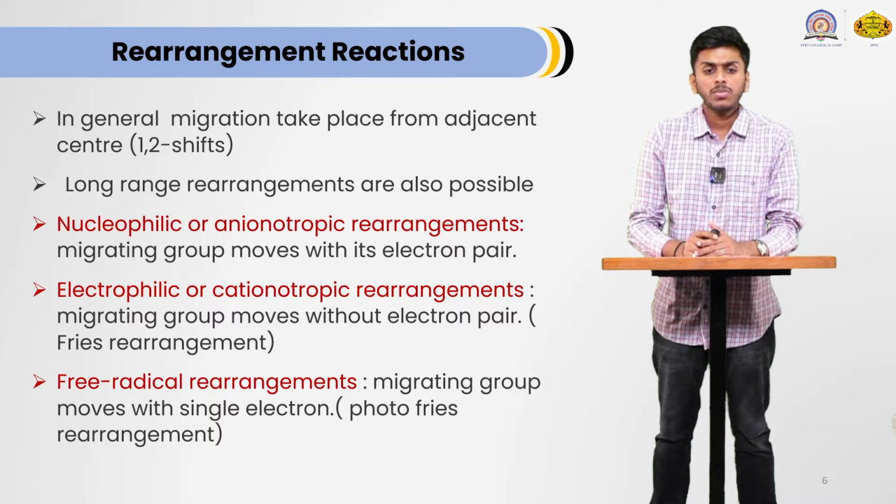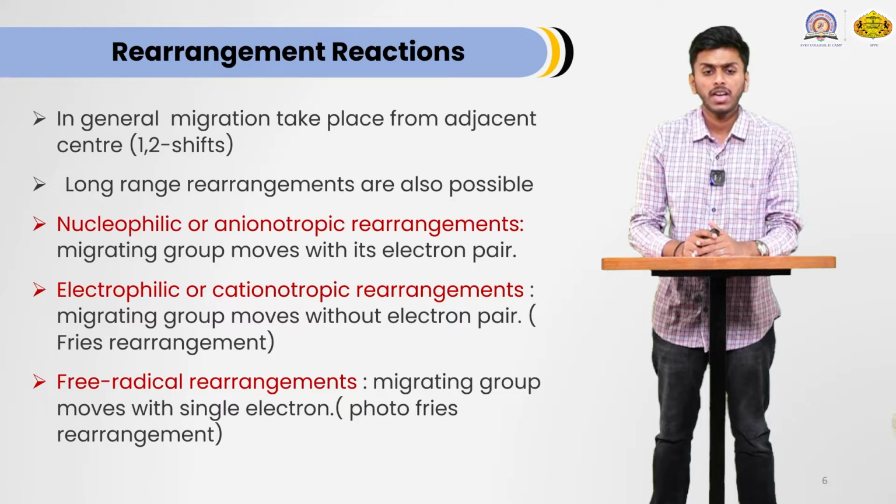The types of rearrangement are: nucleophilic or anionotropic rearrangement, which involves the movement of an electron pair. The second type is electrophilic, that is cationotropic rearrangement, where the migrating group moves without an electron pair. The example of this category is Fries rearrangement. Third is free radical rearrangement. The migrating group moves with a single electron. The example of this category is Photo-Fries rearrangement.